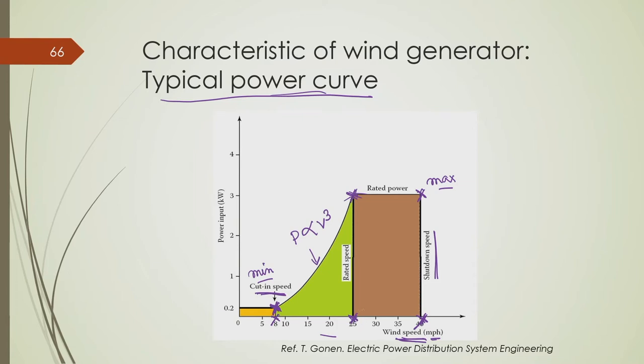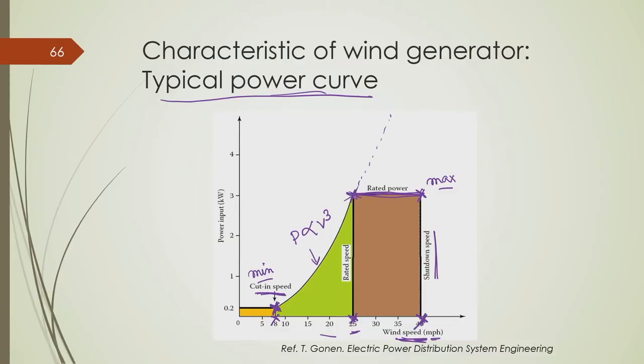From this rated speed to the shutdown speed, even if the power available in the wind is higher, we will operate this wind turbine at its rated power, and that is a flat top characteristic. Beyond this rated speed up to the shutdown speed, we operate the wind turbine at its rated power, because it cannot provide any more power, whatever amount of power is available in the wind. Beyond the rated speed, this wind turbine is capable of providing only its rated power.